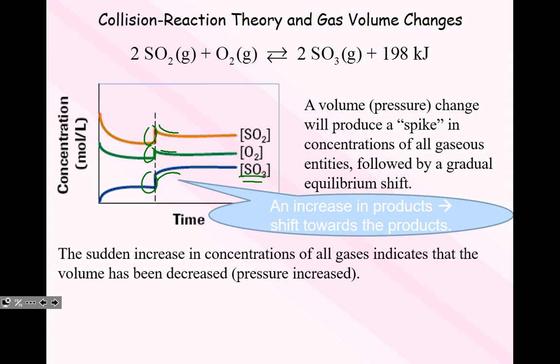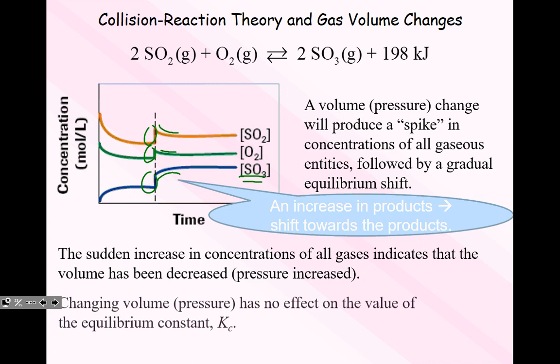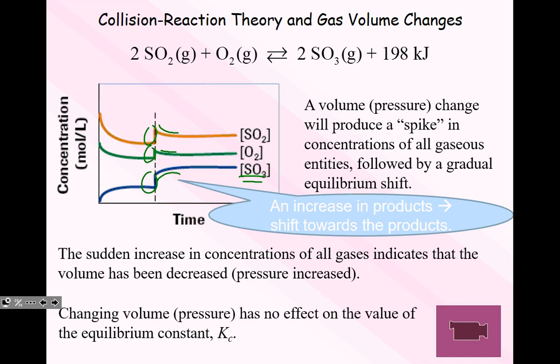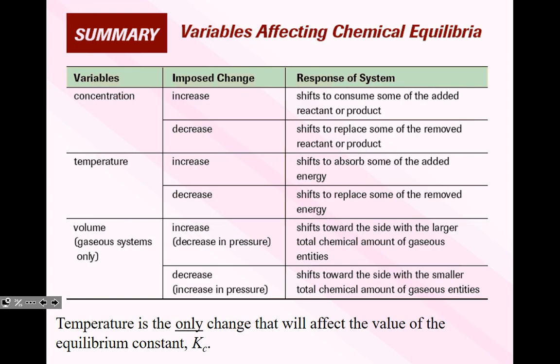So the sudden increase in concentration of all gases indicates that the volume has been decreased. In other words, pressure has been increased. Changing the volume or the pressure has no effect on the value of the equilibrium constant. Remember, only temperature. So let's summarize.